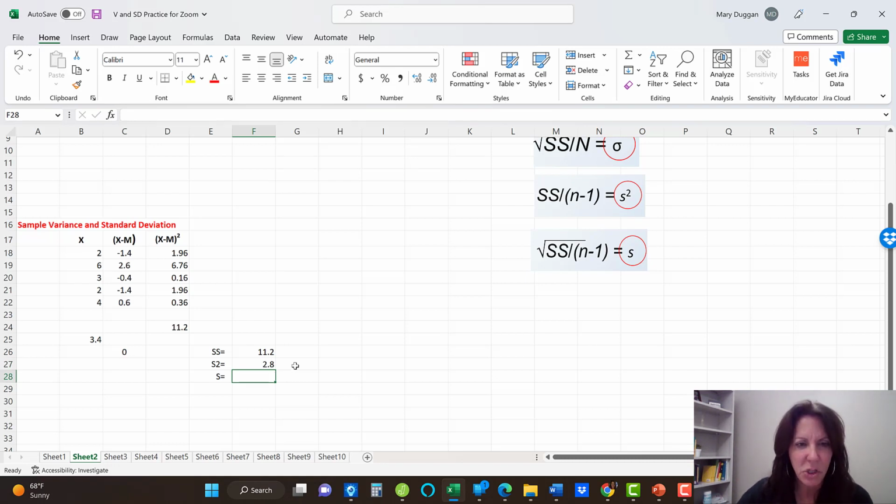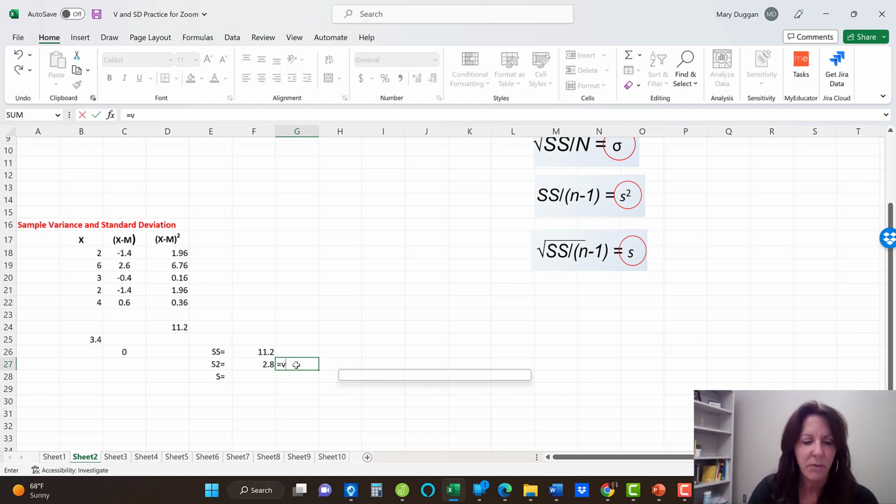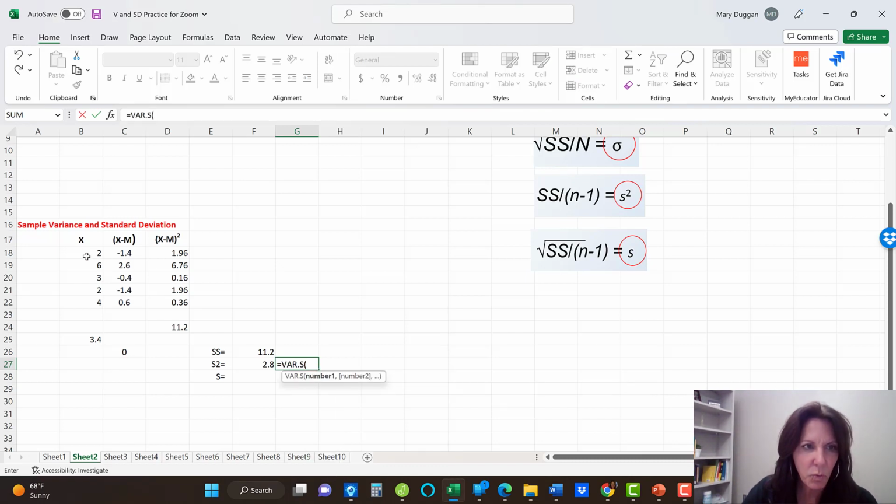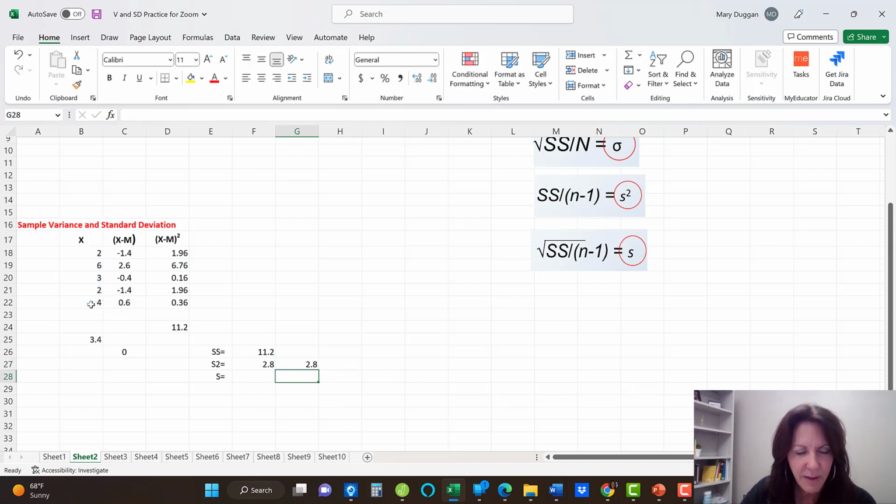I'm nervous. I'm going to check with Excel to see that I've done this right. So I'm going to do equals, and I want to find the variance of a sample. And it says, well, what are your numbers? I pick these numbers. Oh, thank goodness. I was not wrong. That scared me a little bit.